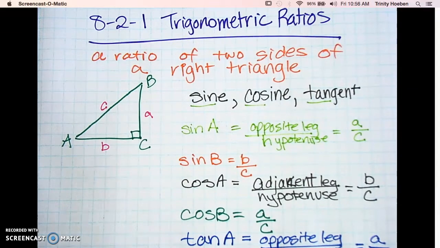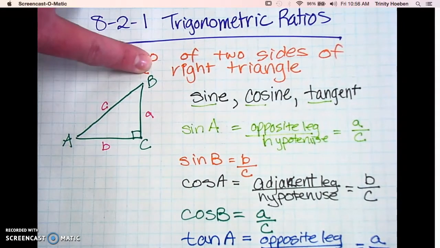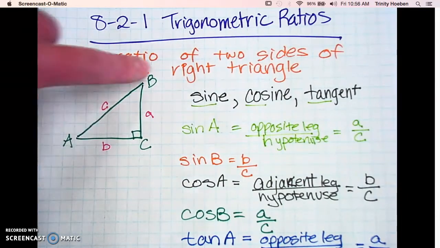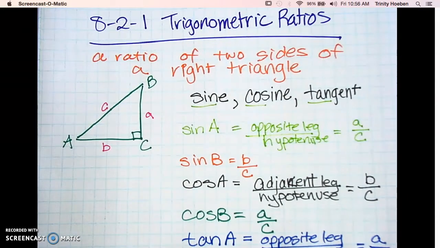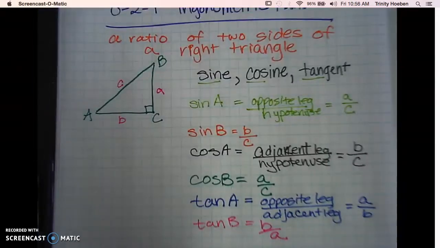And the tangent of B would be the same ratio just from the other angle. So from B, the opposite is little letter B, and the adjacent is little letter A. So it's going to be B over A. Whoop. Let's shrink that down and move it up a little bit.